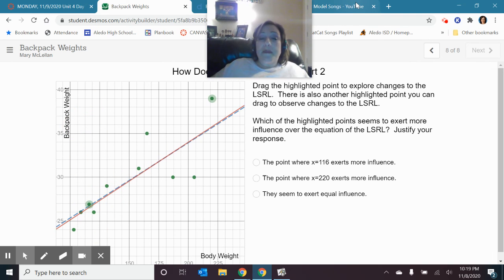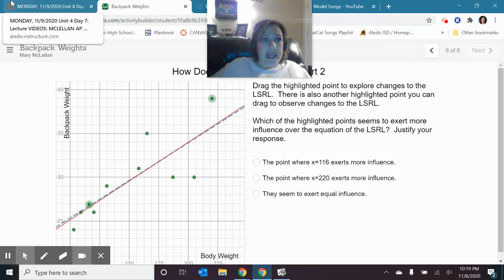Besides your lesson, your assignment that you're going to do, pages 49 to whatever that is, 53, I think, then do this Desmos activity as well.